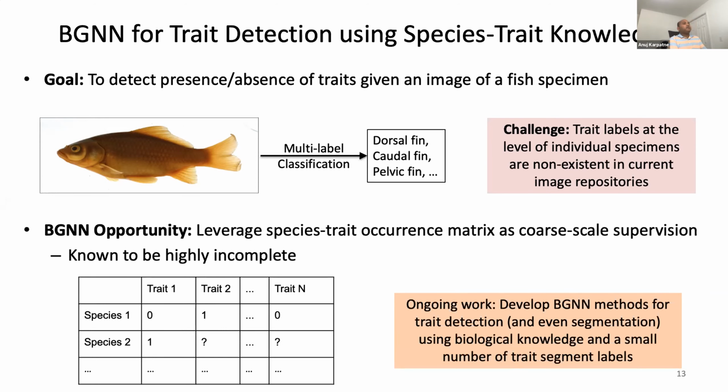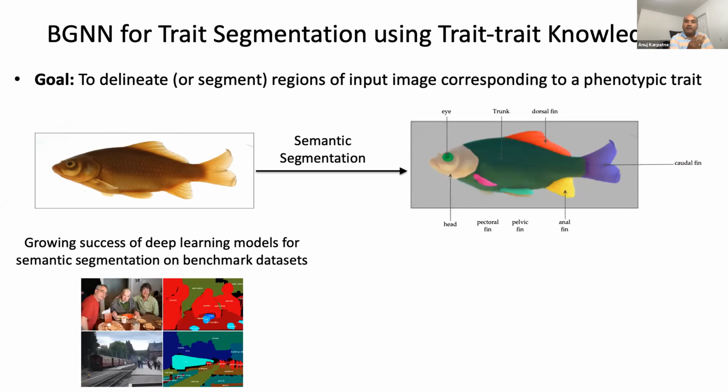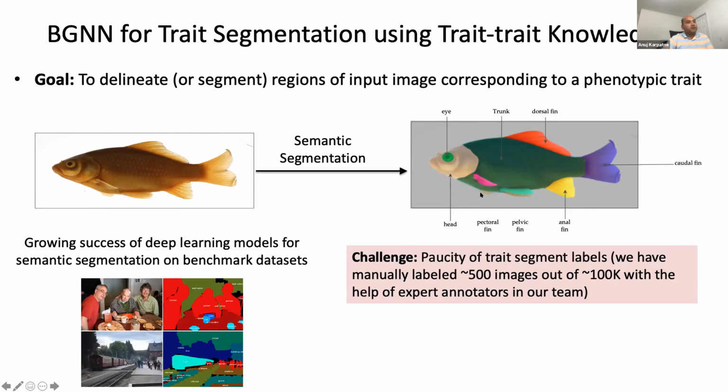So in the interest of time, let me talk about a third application that we are exploring, which is to perform semantic segmentation of these images. So given an image of a fish, we want to identify all the interesting traits in the image. We would again face the challenge of paucity of training labels as we discussed in the beginning.